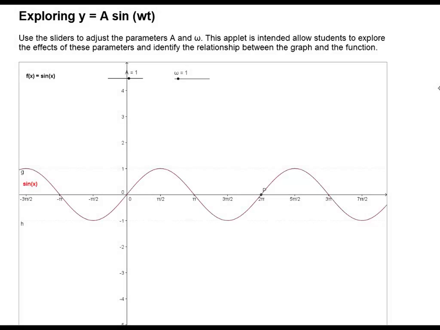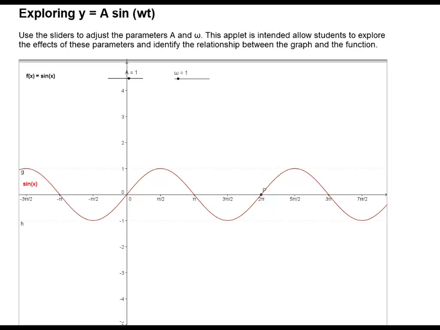All right, in this web applet, you're seeing a demonstration of how you can explore y equals a sine of omega t. We're going to use these sliders at the top of this graph to see the effect that changing the value of a in front of the sine function has on the graph. So what you see here is the sine function. This is actually if a was 1 and omega was 1. So you have y is equal to sine of t. This is the graph we just saw in our notes.